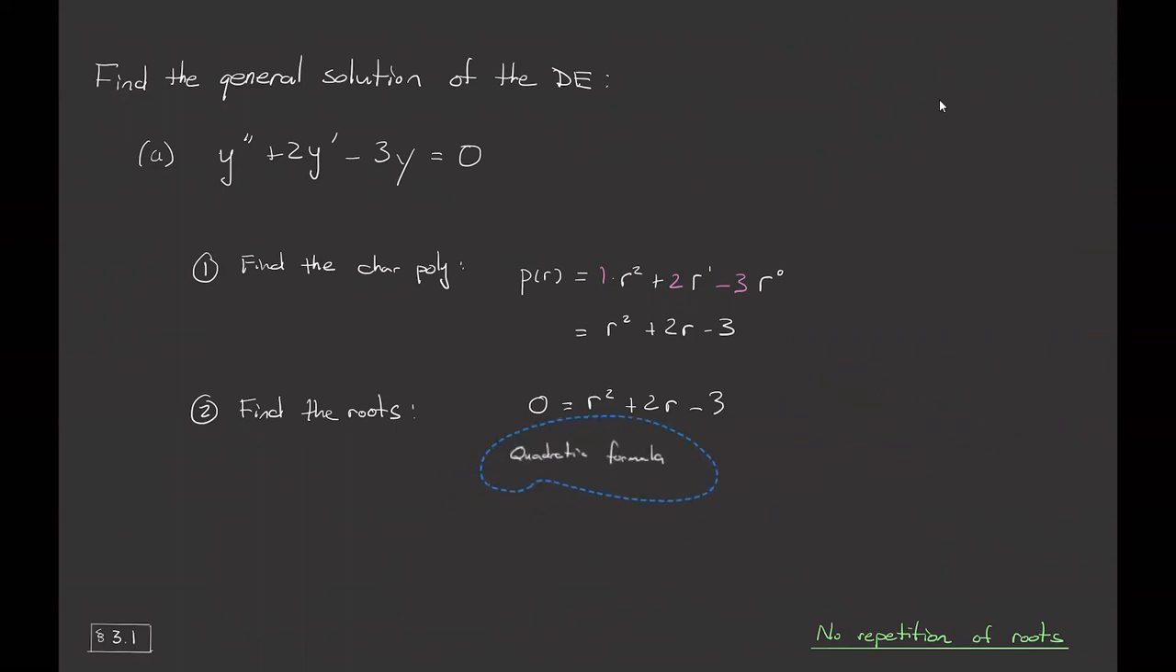Actually, let me move that here. Let's see, yeah. And then let's put that over here. So we get that r is equal to negative b, in this case that's 2, divided by 2 times a, which is 2 times 1, a being 1 here, plus or minus 1 over 2a, which is 1 over 2 times 1, square root of b squared, which is 4, minus 4a, which is 1, times c, which is negative 3.